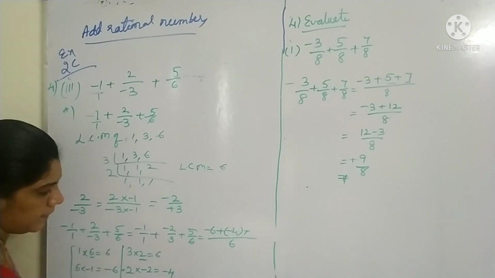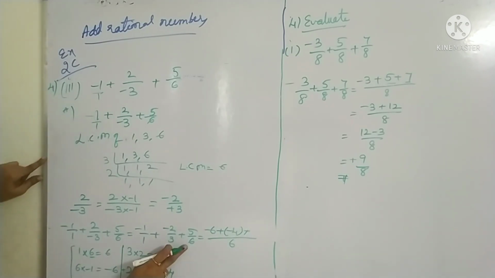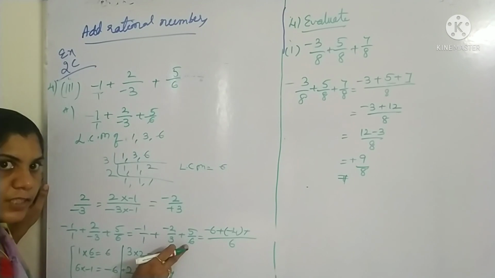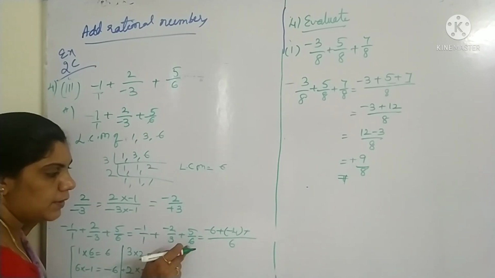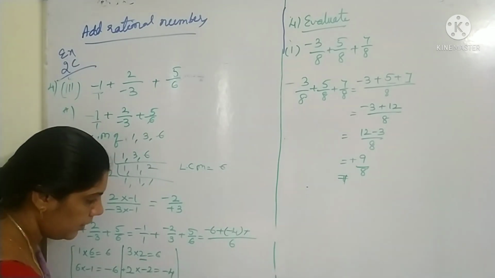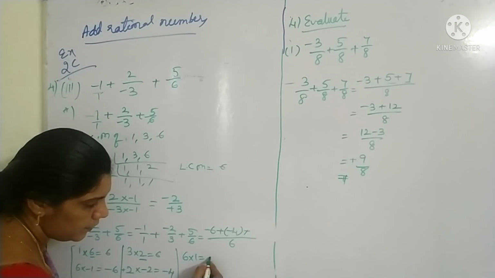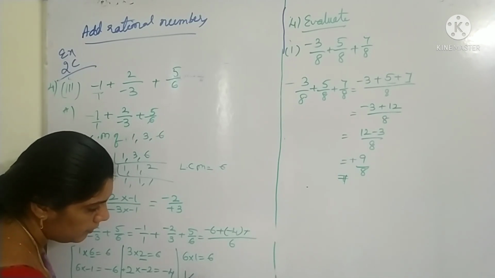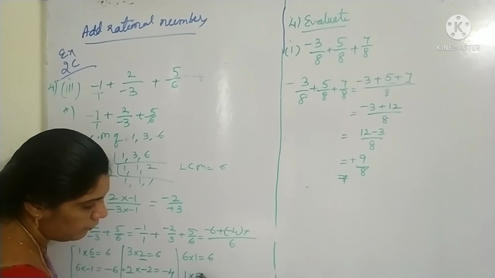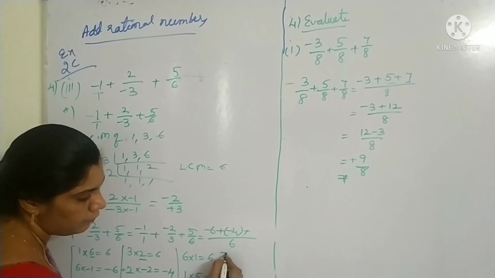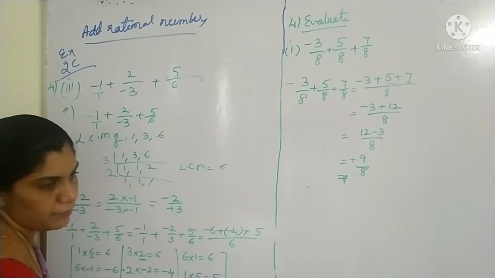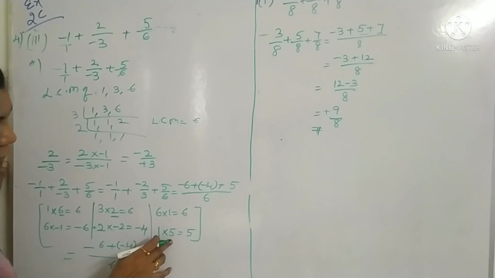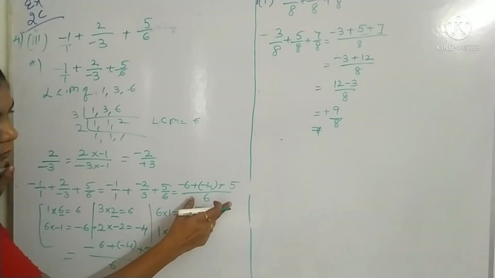After that, plus. And see the next one? 6. In the 6 table, 6, how many times do you get here? 1 time. 6 ones are 6. With this one, multiply the numerator 5. What do you get here? 5. So write 5 here. Now here, 1 into 5 equals 5. So you got this one.